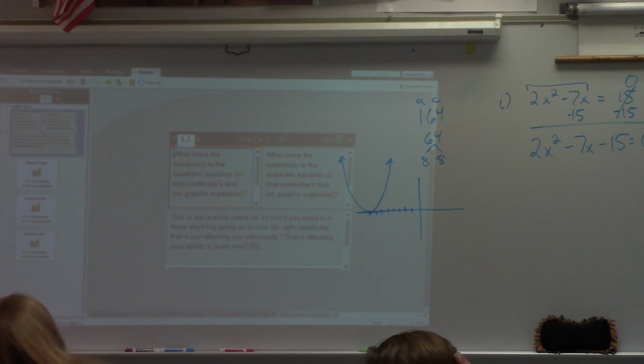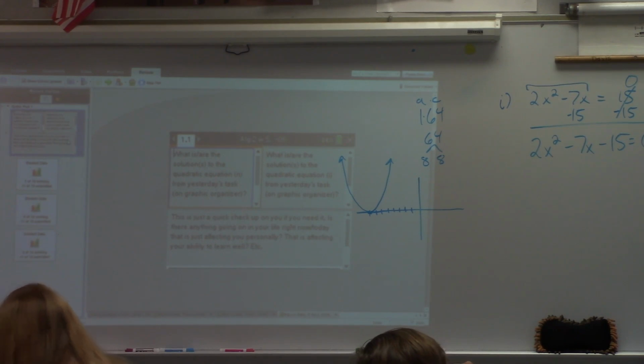So, thinking through all those things, AC method of factoring, 2 times negative 15 is negative 30. Factors in negative 30 that add up to negative 7. Negative 10 and positive 3. Negative 10 and what? Positive 3. Positive 3. I do want to point this out to you, 2 things with this factoring.